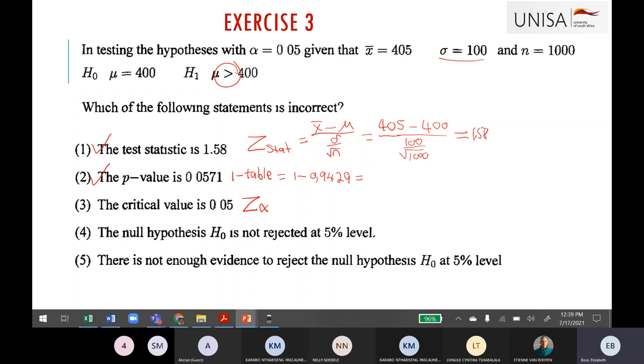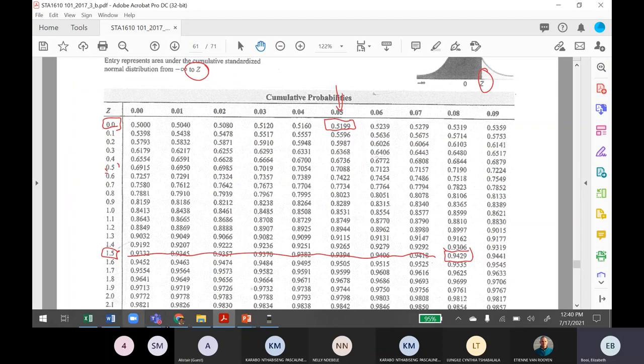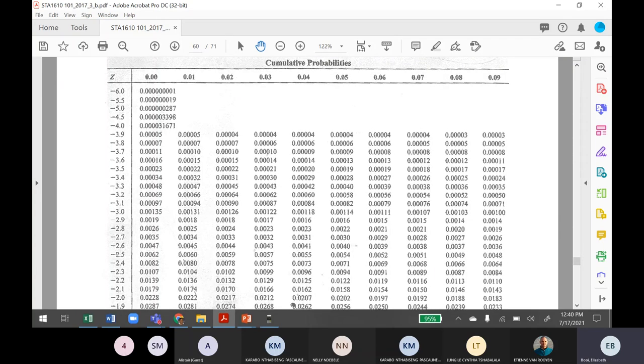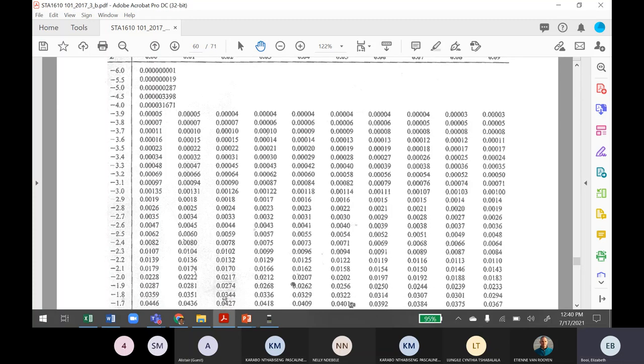Number three, the critical value is 0.05. We're also doing a one tail, so we're going to find the critical value by using Z alpha, and therefore Z of 0.05. If we go to the Z table, we need to look inside the table. So we're going to go to the negative side, because this side is the bigger number we're looking for, 0.05. So not that.